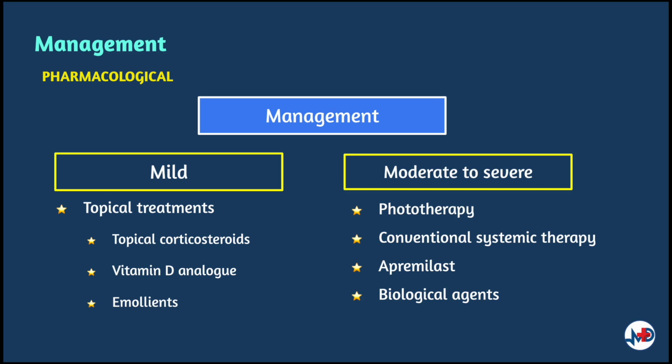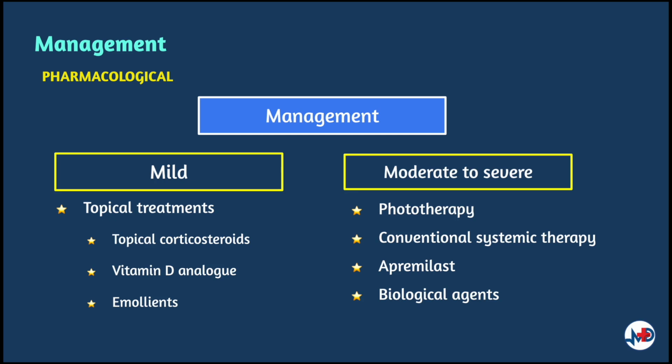Now let's look at moderate to severe psoriasis. The main options for this treatment are phototherapy, which includes narrowband UVB and PUVA. Narrowband UVB is currently the most commonly used phototherapy to treat psoriasis, and it carries a lower risk of skin cancer compared to UVA. PUVA is a combination treatment of oral methoxsalen and UVA and is effective in controlling psoriasis, particularly widespread disease. Conventional systemic therapy include methotrexate, acitretin, and cyclosporin.